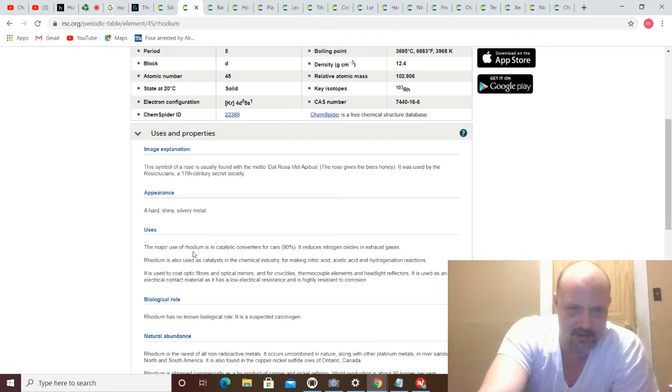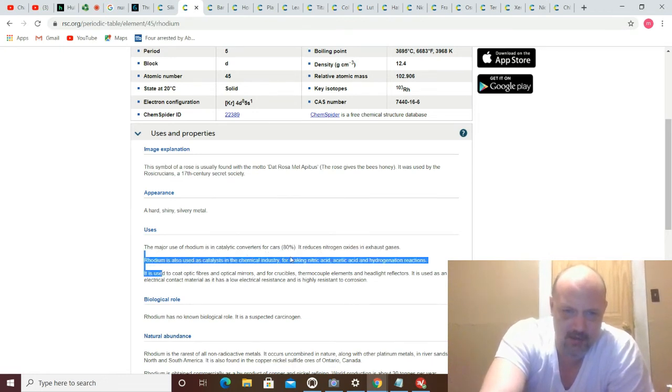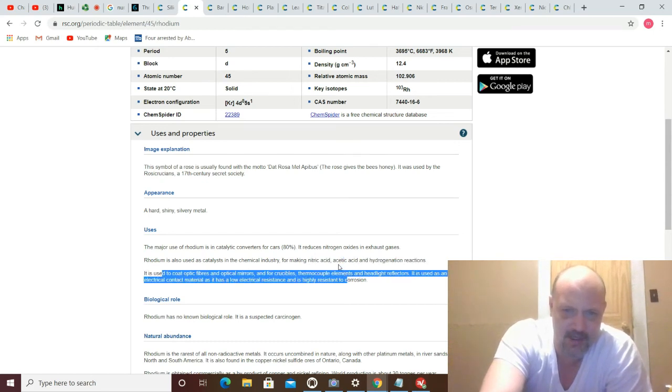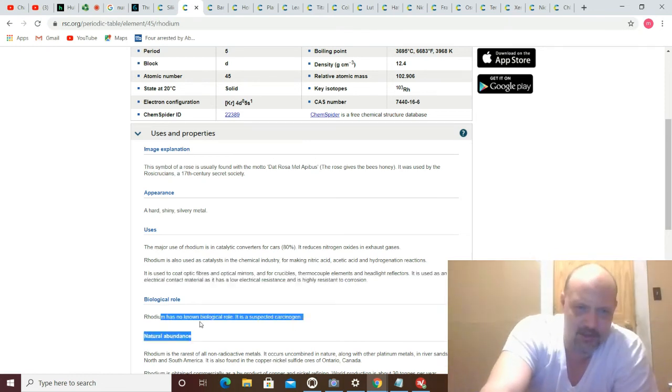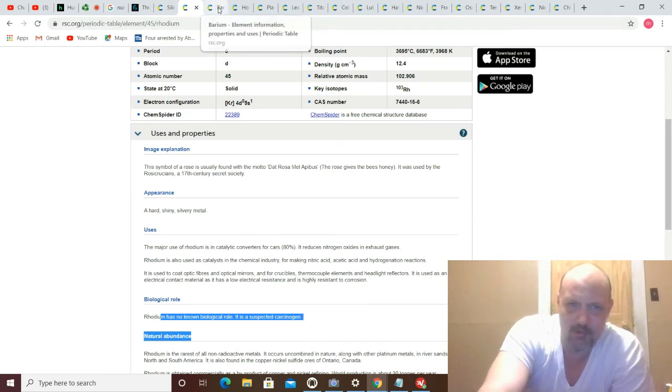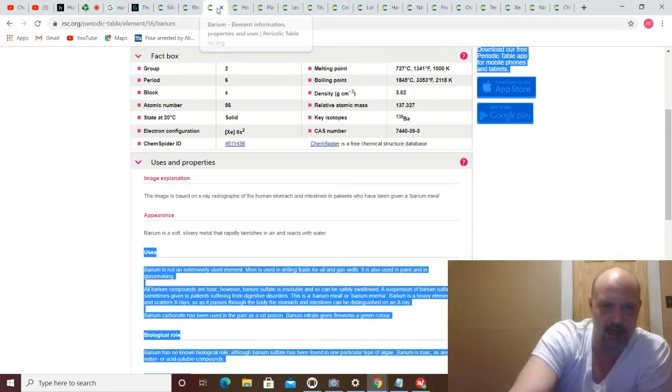The major use of rhodium is catalytic converters for cars. It's also used as a catalyst in the chemical industry for making nitric acid, acetic acid, and hydrogenation reactions. And there's no known biological role, and it's a suspected carcinogen. So if you move on from that, you have atomic number 56, which ends up being barium.